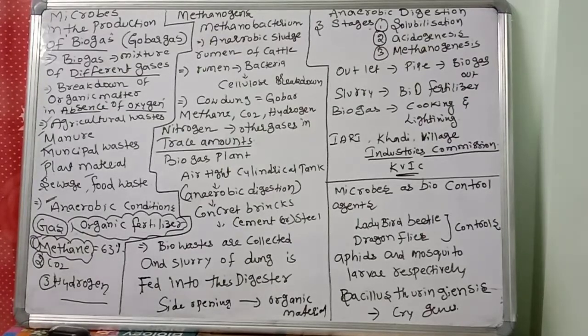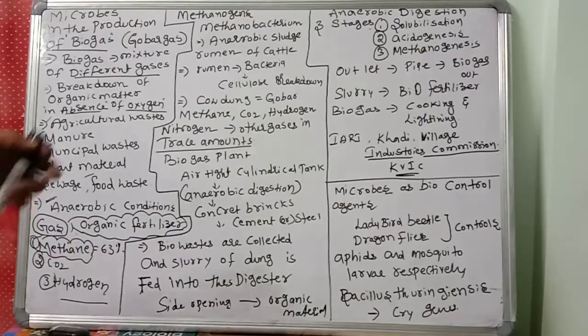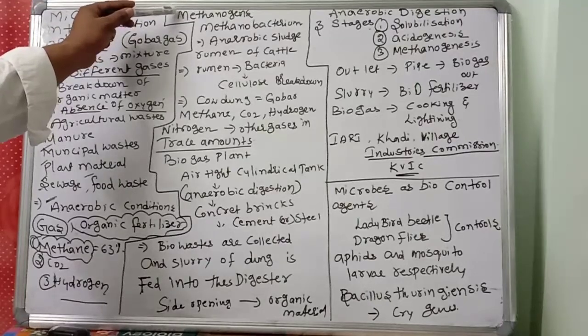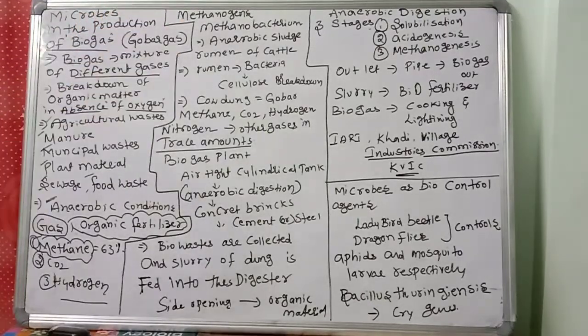So methane is produced by which bacteria do we have to add for the digestion of all this agriculture waste, manure, municipal waste, plant material, sewage and food waste? Which bacteria do we have to use for digestion or decomposition? That bacteria is called methanogen bacteria. Methanogens, the methane gas production bacteria, digest agriculture waste, manure, municipal waste, plant waste, sewage and food waste. They are all digested by methanogens.